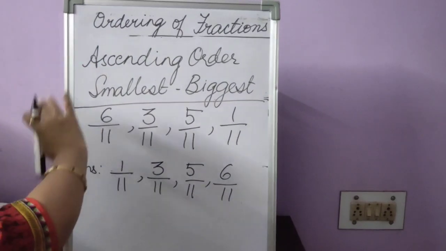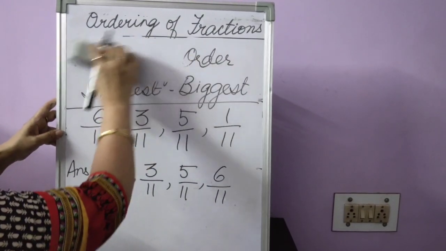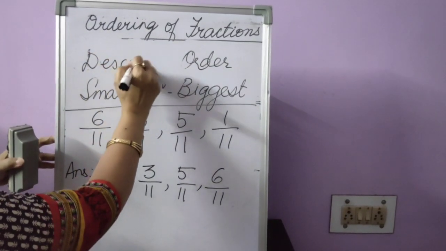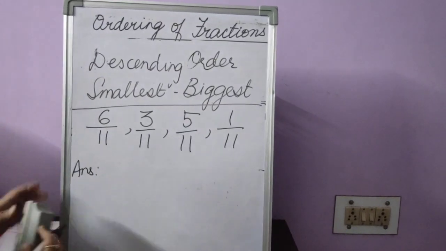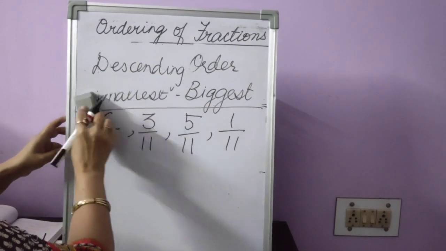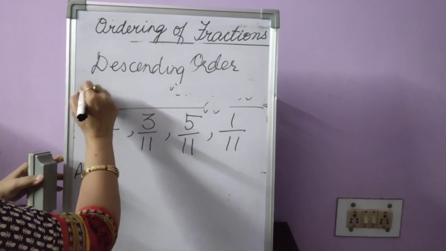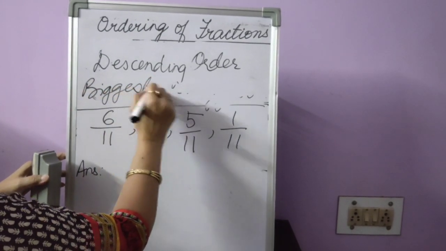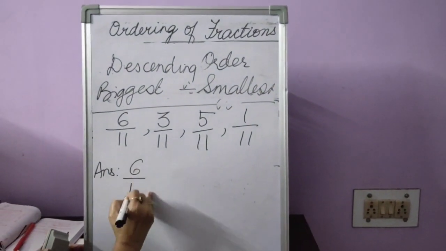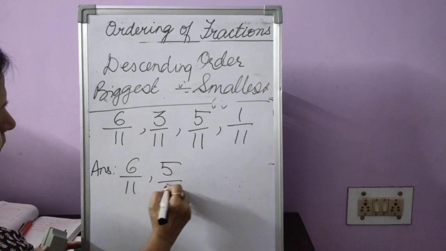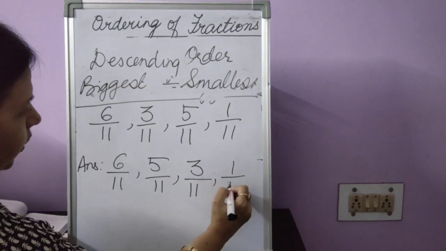Okay? And if it is in the descending order, same sum, and you have to arrange it in the descending order, then let us see what will be the answer. If we have to arrange in the descending order, then we move from biggest to smallest. Descending order is from biggest to smallest. So, which is the biggest over here? 6 upon 11, followed by 5 upon 11, followed by 3 upon 11 and followed by 1 upon 11.